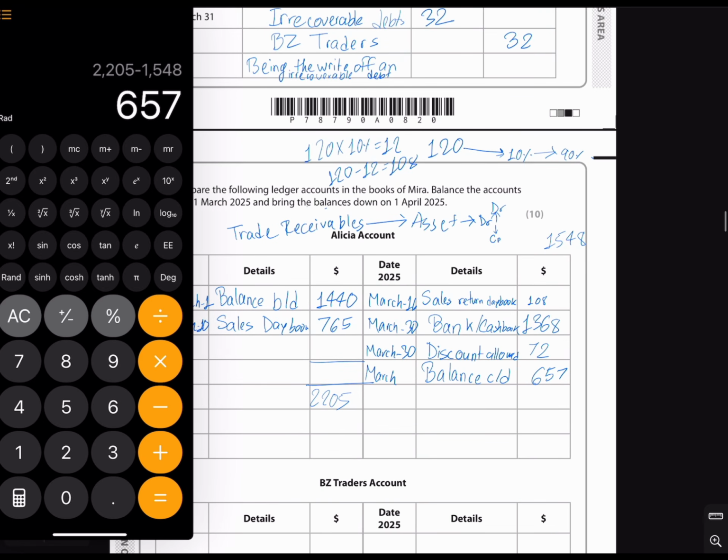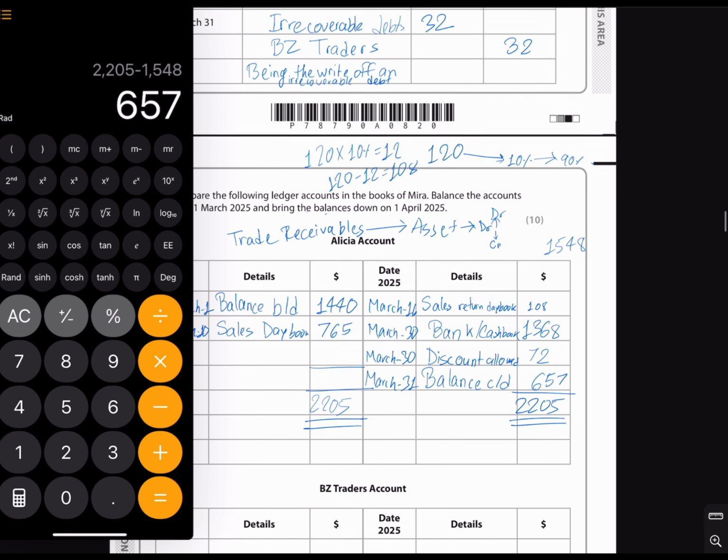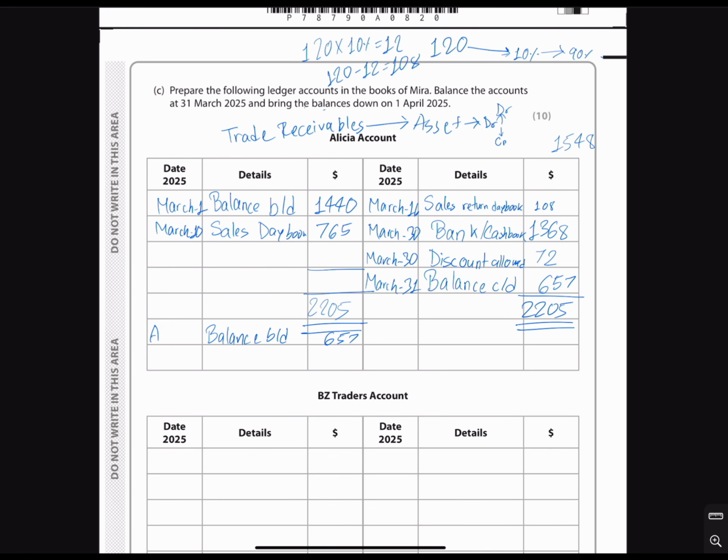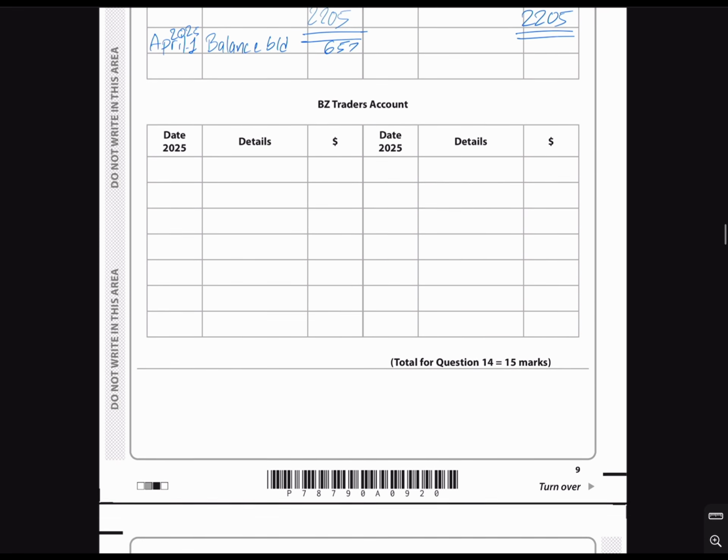March 31st. So we are at 2205. We close the sides, and this balance CD would be entered as balance BD, 657, April 1, 2025. So we are done with the Alicia account, and then we have the BZ Traders account.